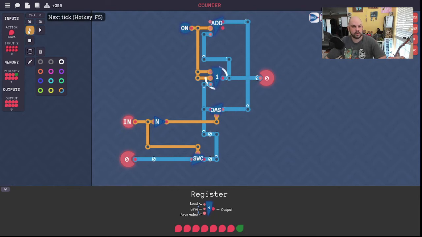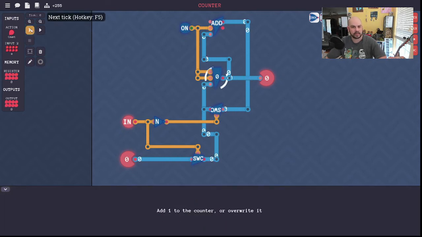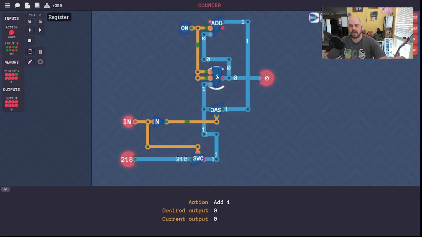Once we turn this on, let me reset this. Boom, like this. You can see that the load and save are turned on. We've got our 1 coming from our adder because we have 0 coming in from our information line. So 1 plus 0 makes 1. The 1 comes back down through the switch and gets stored into our register. So we've added 1. We go to the next tick.